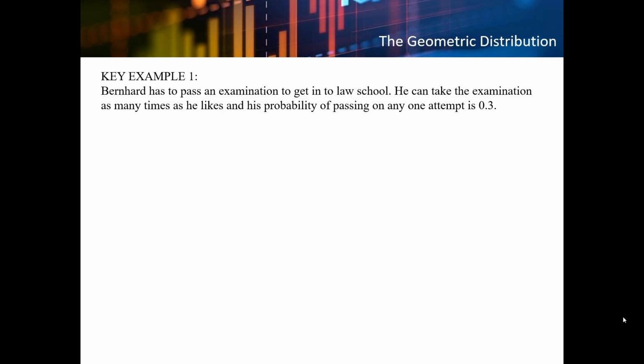Okay, Bernhard has to pass an exam to get into law school. He can take the exam as many times as he likes, and his probability of passing on any one attempt is 0.3. I would be reading something like that and immediately getting a model down. So our X is attempts to pass the exam, and X follows a geometric with a probability of 0.3.